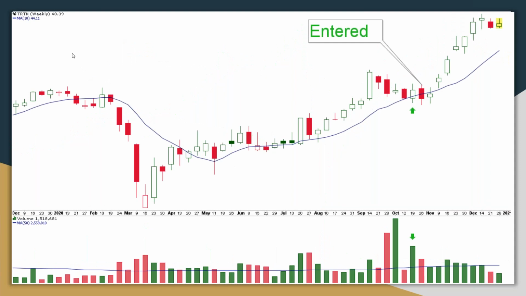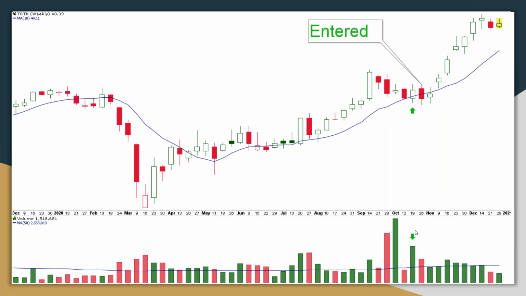So I like this example as well, TRTN. And why I like this example is because this is a little known shipping container stock, right? But the system said this was the one to enter, so we did. So you had a reversal right here. You can see it, above average volume. You got a pullback. This undercut the previous 3 weeks. Rule number 2, closed up, above average volume. All the rules are there.